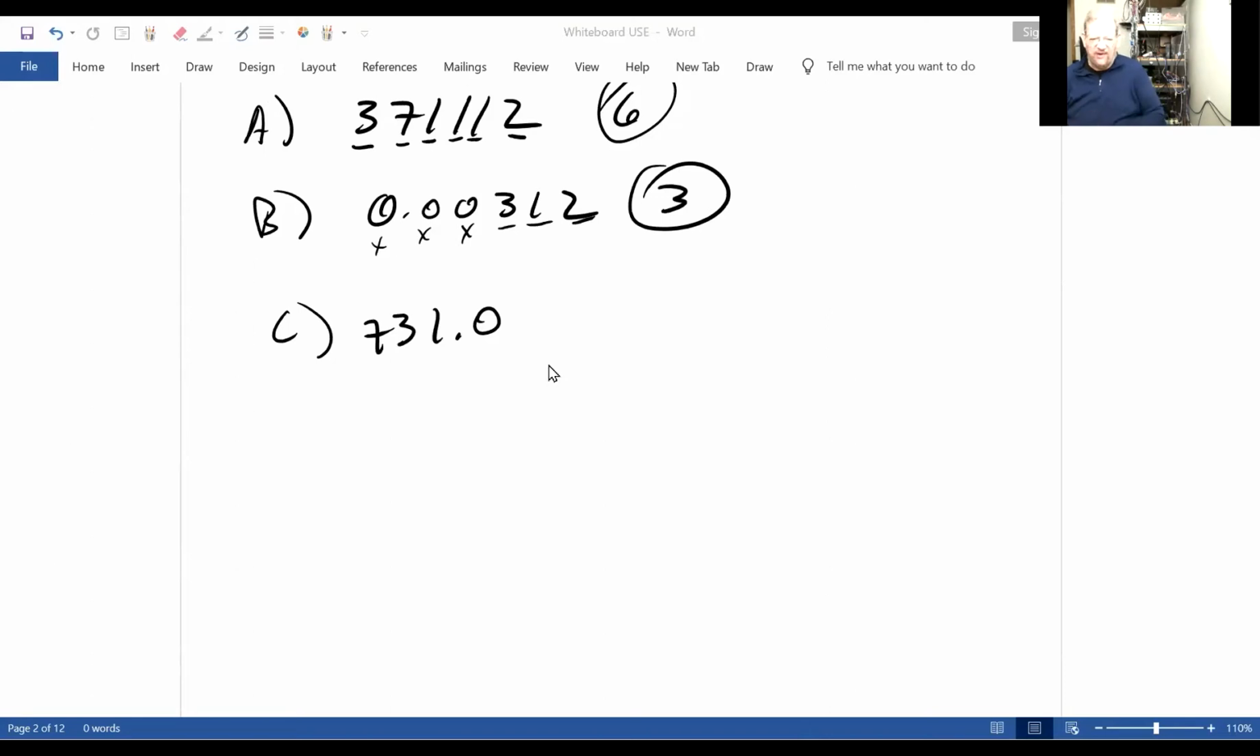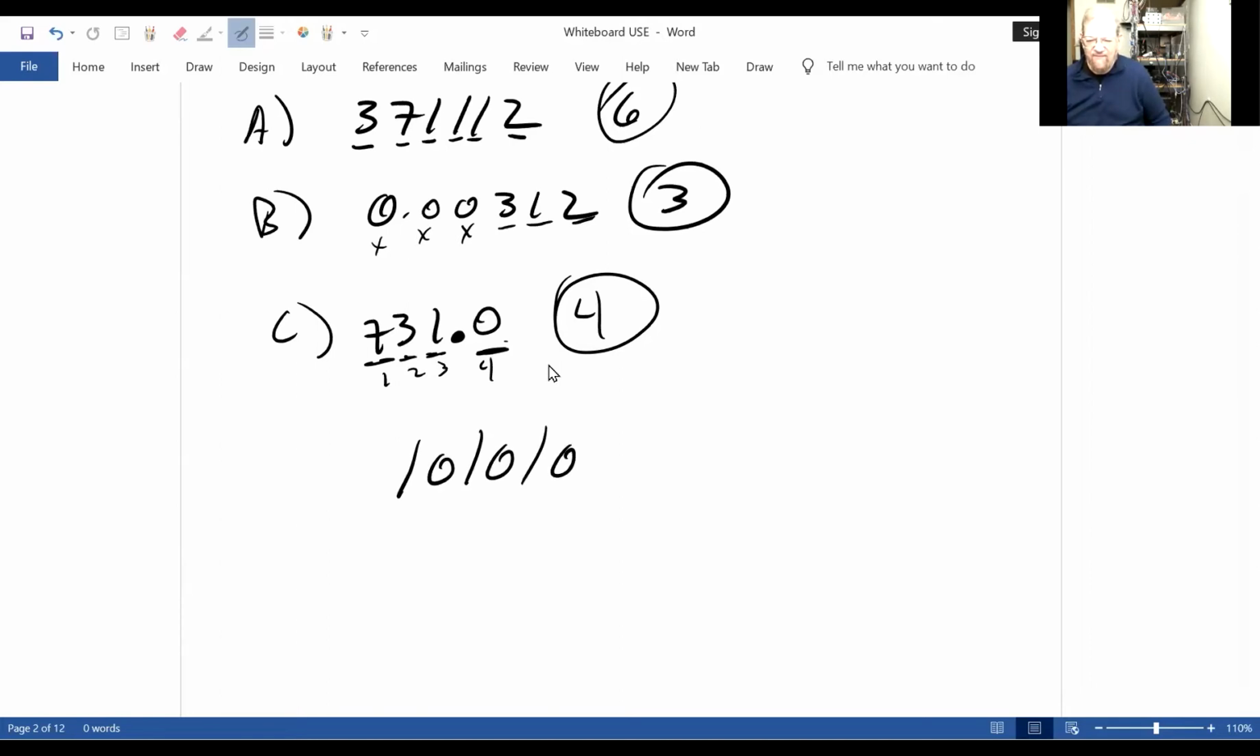All right, let's do it. All non-zero numbers are significant. Oh, look, a decimal point. Zeros at the end with a decimal point are significant. 1, 2, 3, and you count the 0. So the answer would be this. And finally, let me do a real fun one. How many significant figures in this number?